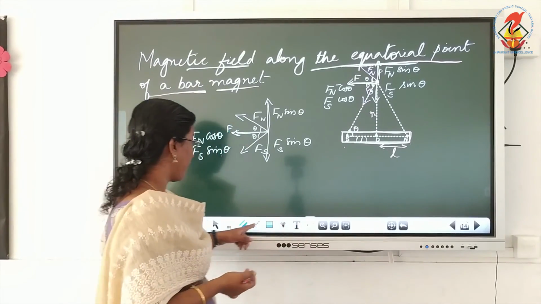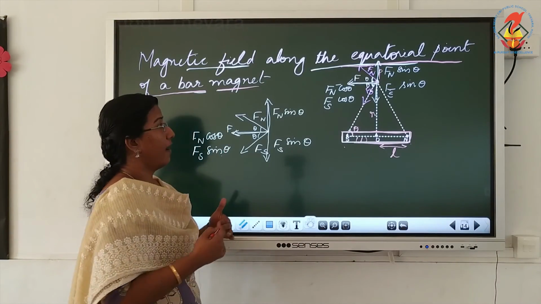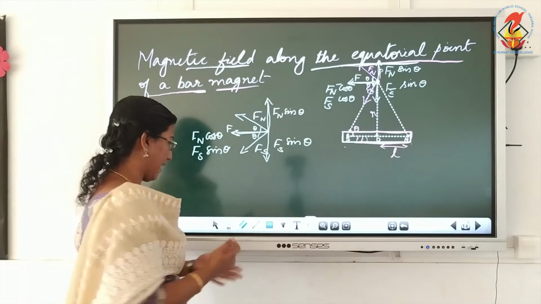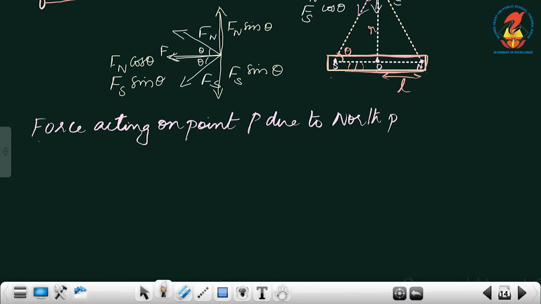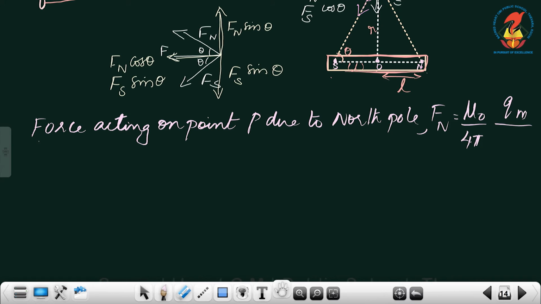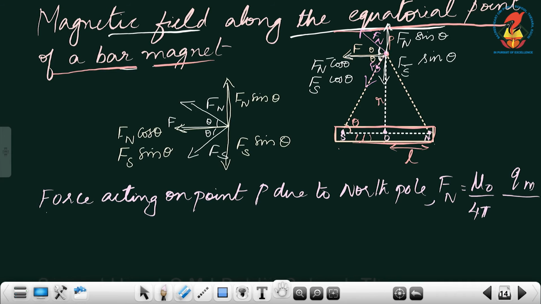So, next we are going to write what is the magnitude of Fn and what is the magnitude of Fs. Force acting on point P due to North Pole, Fn is equal to mu 0 by 4 pi Qm divided by the distance between N and P.